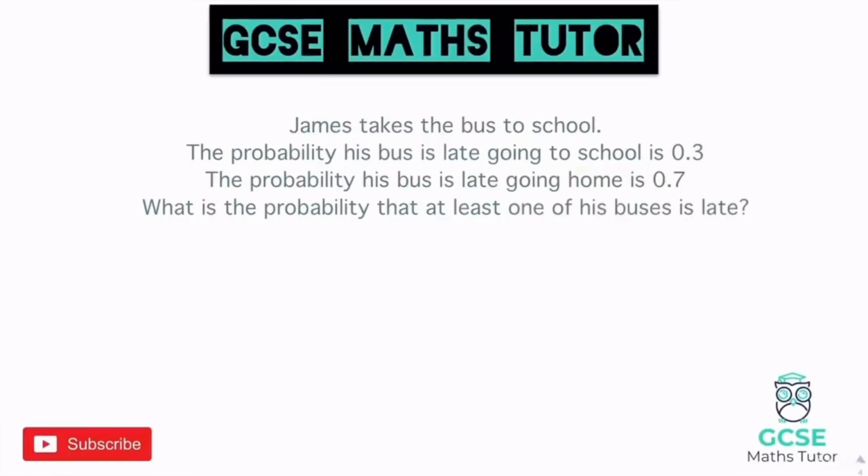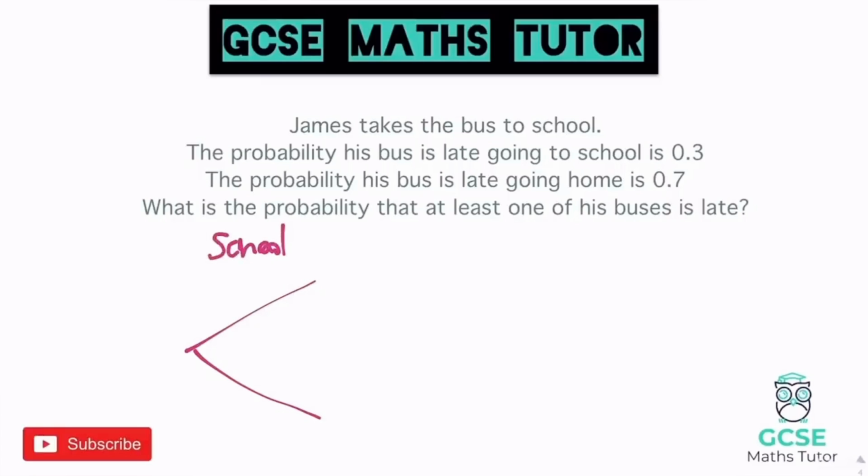So another probability question. James takes the bus to school. The probability his bus is late going to school is 0.3, and the probability his bus is late going home is 0.7. What is the probability that at least one of his buses is late? Let's have a look at creating a tree. So this time it's not the same thing on both occasions. We've got one where he's going to school, and the other part of the branch is where he's going home.